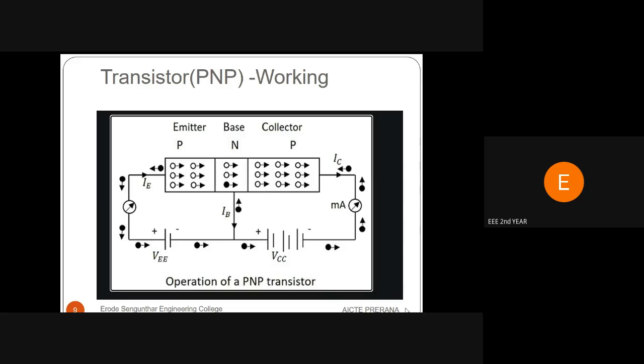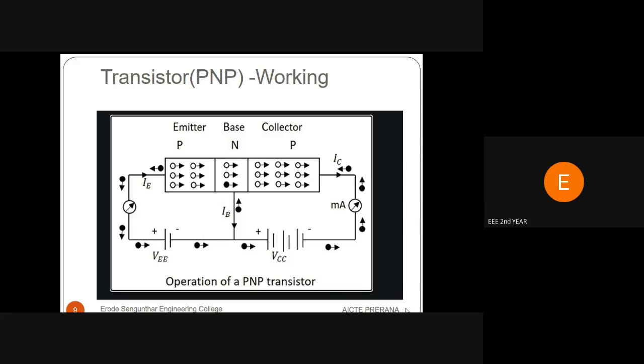So, the P-type emitter is connected to the positive terminal of the battery and the N-type base is connected to the negative terminal of the battery. The P-type collector is connected to the negative terminal of the battery and the N-type base is connected to the positive terminal of the battery. The positive terminal of the battery repels the holes present in the P-type emitter. So, those holes move towards the base region. This constitutes a current named the emitter current.